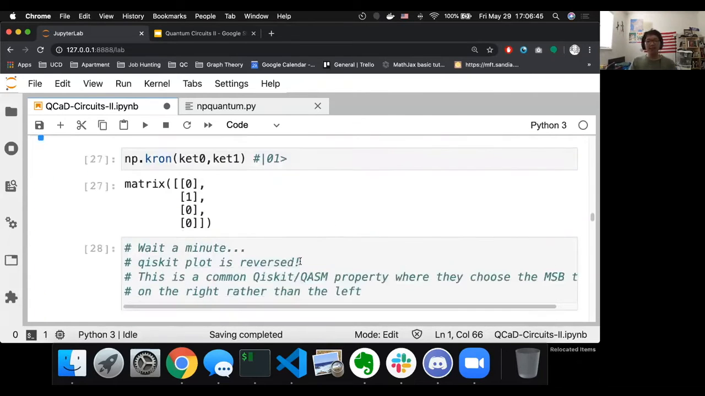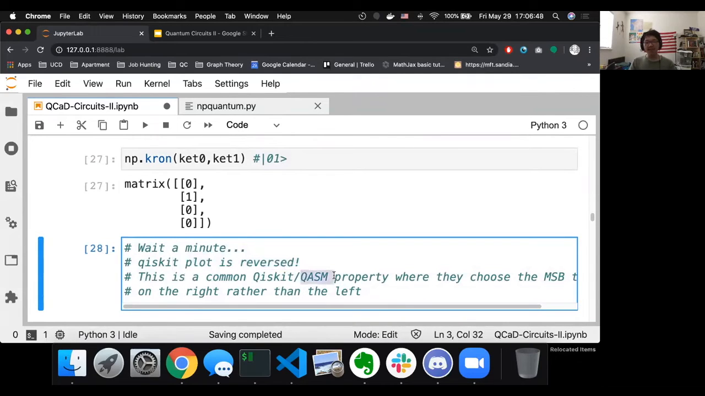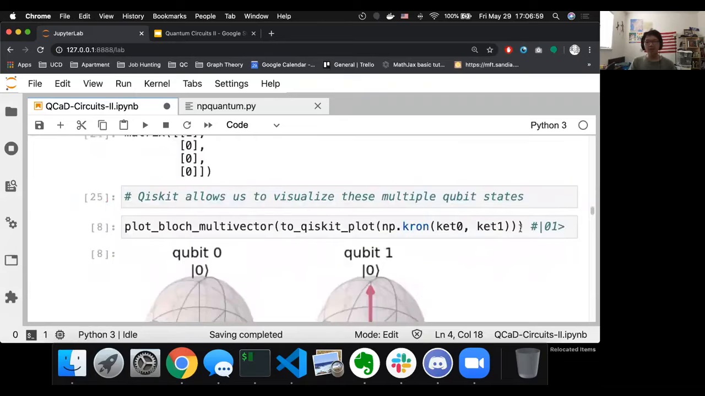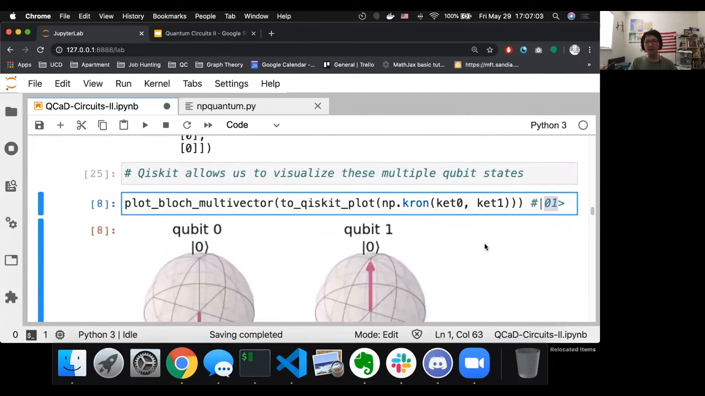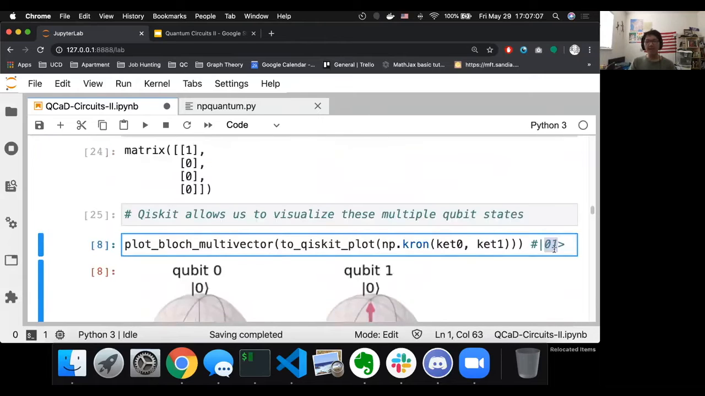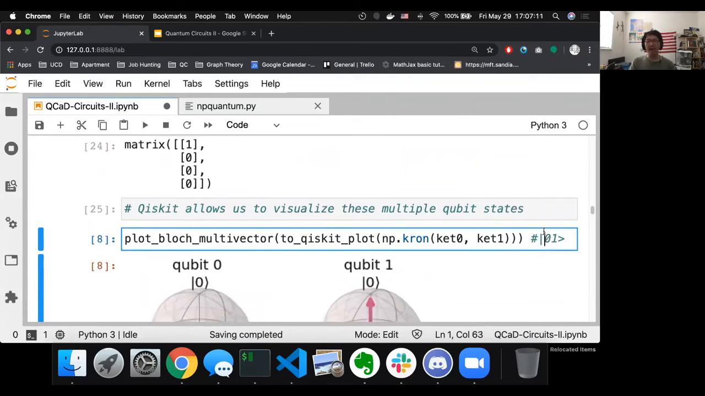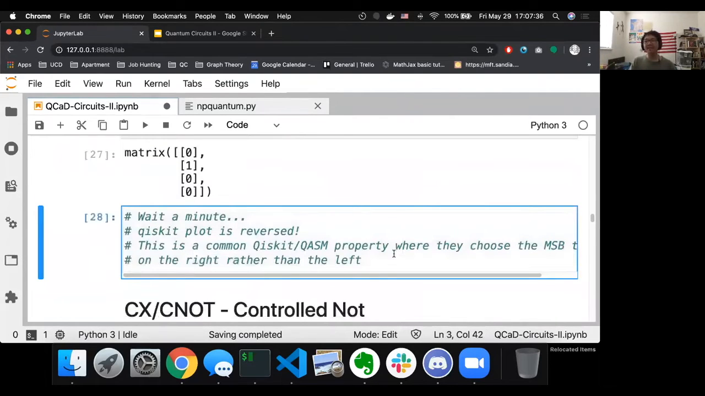Well, it has to do with the fact that this is a common thing in Qiskit and QASM, the quantum assembly language, where they choose the most significant bit to be on the right rather than the left. So with ket 0, 1, you're actually supposed to read this as 1, 0. But I've been teaching you to read it left to right, so 0, 1. For the large majority of examples, you will not have to worry about this weirdness with the ordering. Just read it like you would normally read numbers in decimal. I guarantee that for all of my examples I enforce that. But for Qiskit, I want to warn you that it assumes the reverse ordering, and it can lead to some confusion.